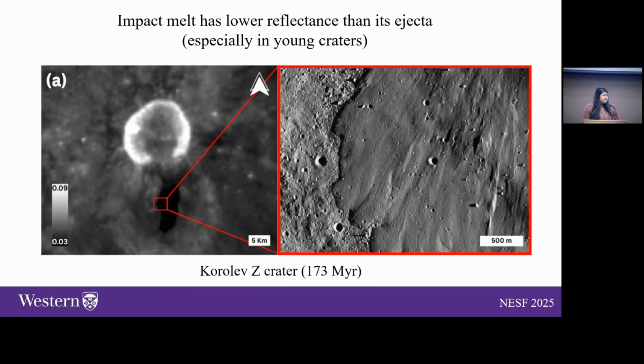And we see a bond reflectance map of the same region. And we see this huge dark patch or dark flow extending out of the crater. On the right, we see that these are impact melt flows. And when we look at the bond reflectance image on the left again, we see that there is a huge contrast between the impact melt flow and the ejecta around the crater, which is what we saw in those plots as well, where younger craters like Kolovsky had a huge contrast.